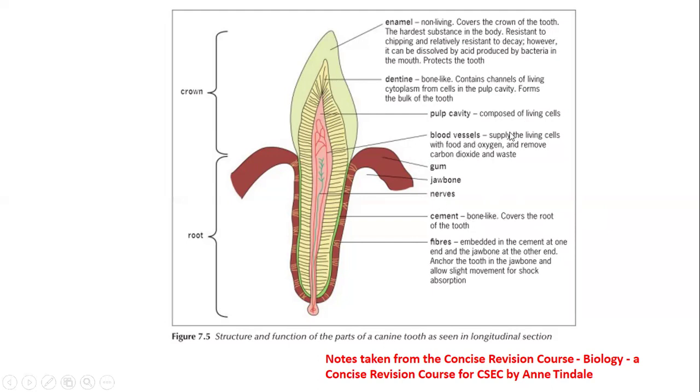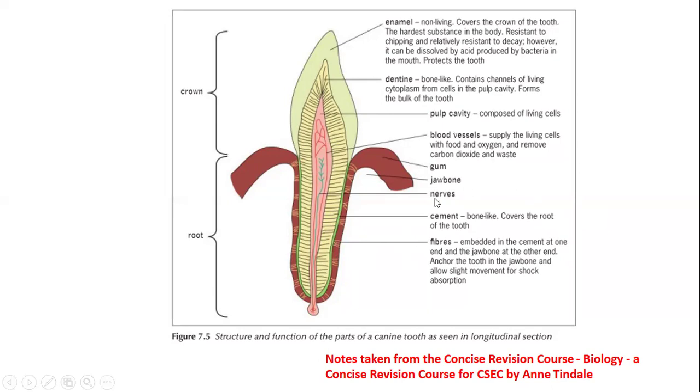Other things we need to know: the blood vessel supplying the teeth with food and oxygen, and removing carbon dioxide. We have the gum, right? We have the jaw, the nerves here in the middle, the cement, right here, the fiber, right here, and the fiber allows for shock absorption, right? So any little bounce your teeth might get, it can withstand it, right?